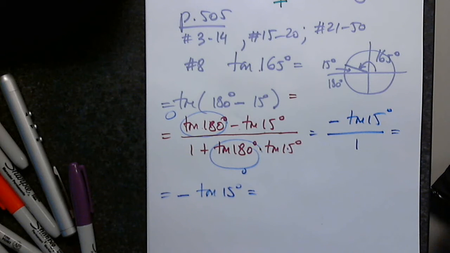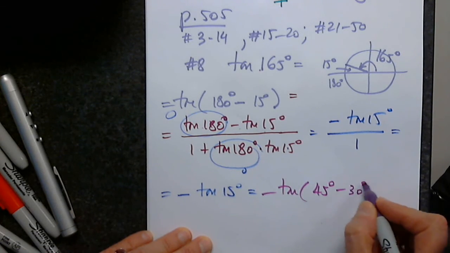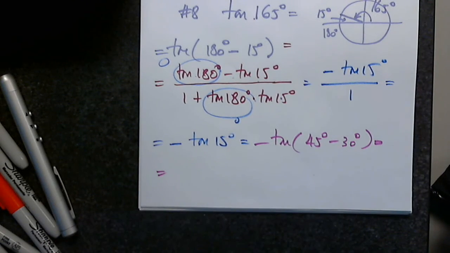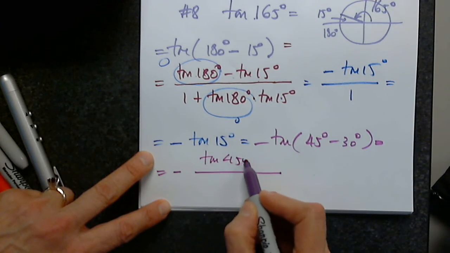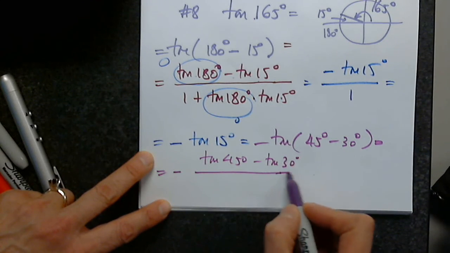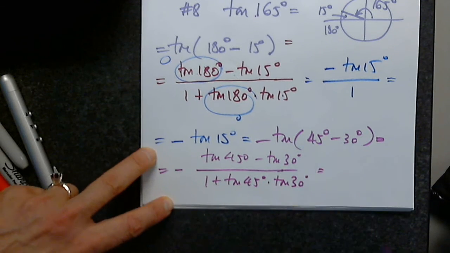How can I get a 15, knowing only 3 angles? I know 30, 45, and 60. I have to create something that replaces 15. 45 minus 30. That's it. I agree with that. So this is minus tangent of 45 degrees minus 30 degrees. Awesome. And I'll apply the same formula again. Minus outside. Tangent 45 minus tangent 30 over 1 plus tangent 45 times tangent 30.